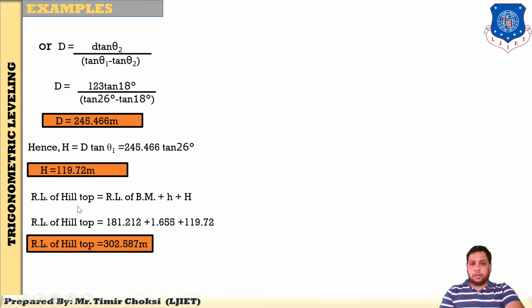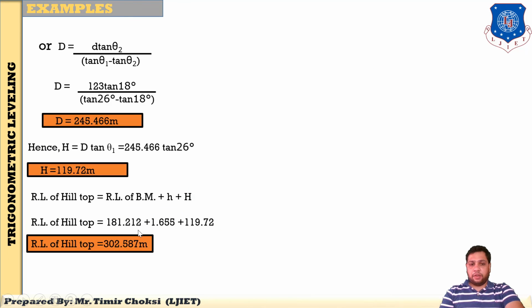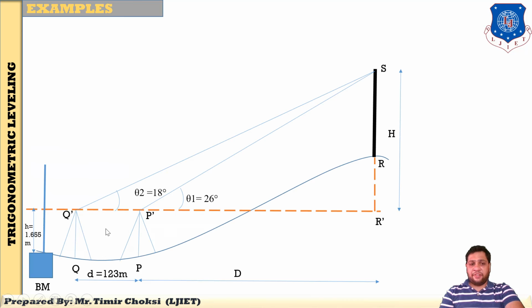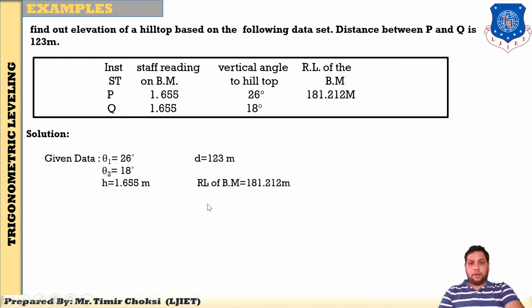Now lastly, you find the RL of the hilltop. So RL of top of the point equal to RL of benchmark plus small h plus capital H. So RL of benchmark is given as 181.212, plus the staff reading, which is also given, and H. So sum them up and simplify, and you get the answer of RL of the hilltop. So our answer is 302.587 meter.